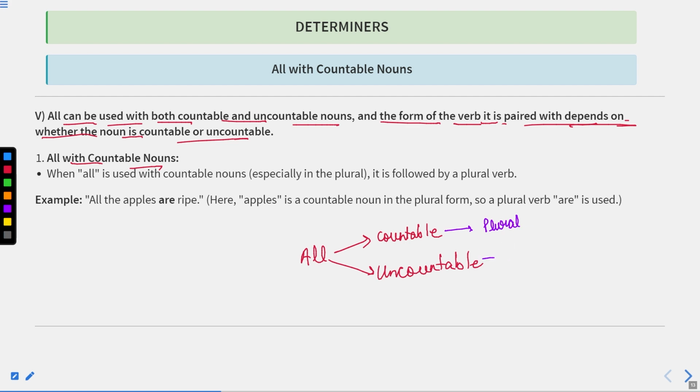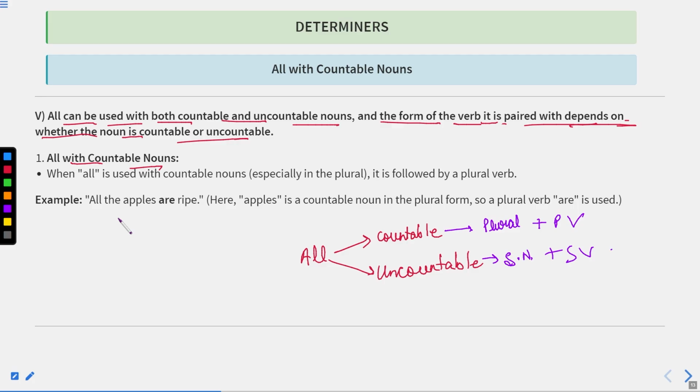Now, uncountable nouns are always considered singular. That is why after this we should use a singular verb. Here we'll use a plural verb, and here we'll use a singular verb. For example, all the water or all water, all the water of this pond. So we are talking about the entire water. There we'll use: all water is dirty. All water is dirty means all the water is dirty, so we are talking about the water of the pond or the lake or the river, whichever water body has been mentioned over there.